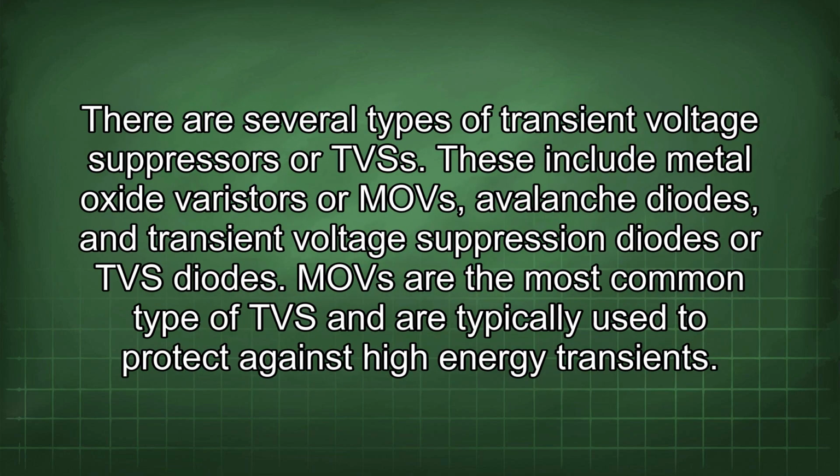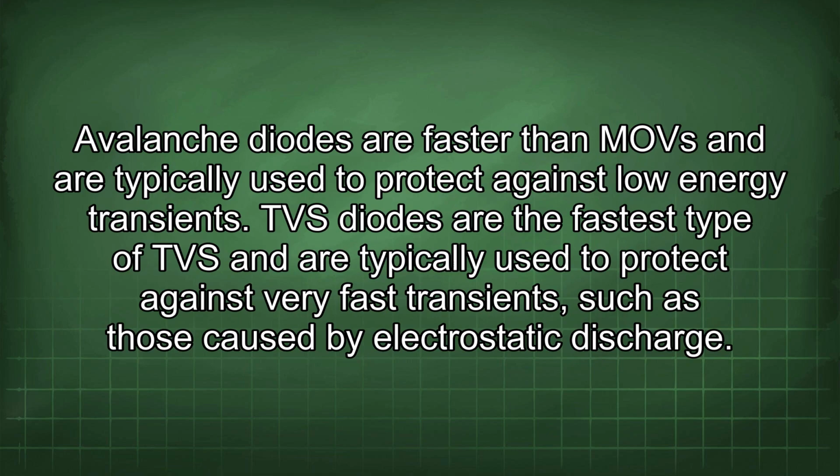There are several types of transient voltage suppressors, or TVS. These include metal oxide varistors, or MOV, avalanche diodes, and transient voltage suppression diodes, or TVS diodes. MOV are the most common type of TVS and are typically used to protect against high-energy transients. Avalanche diodes are faster than MOV and are typically used to protect against low-energy transients.